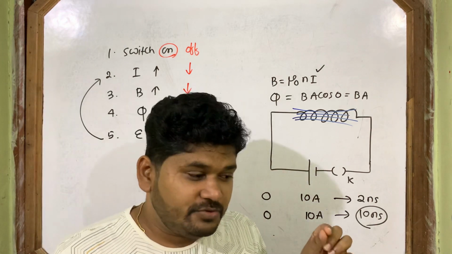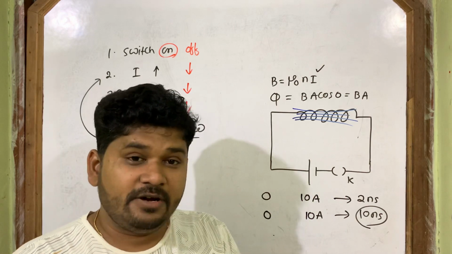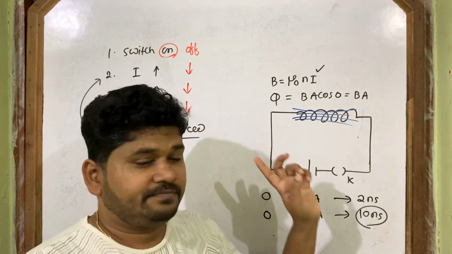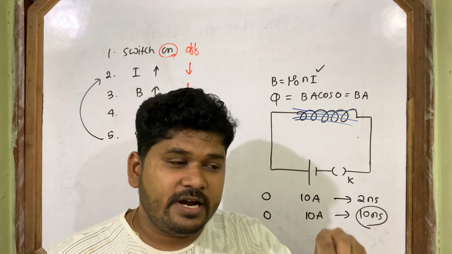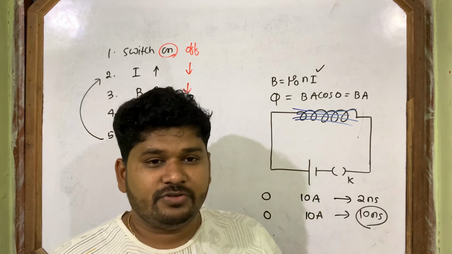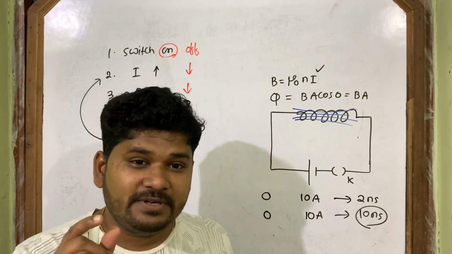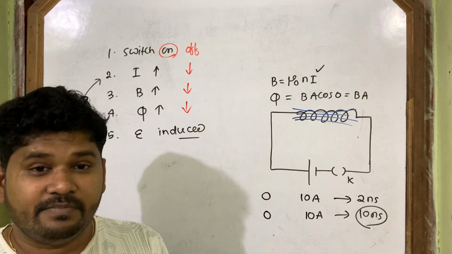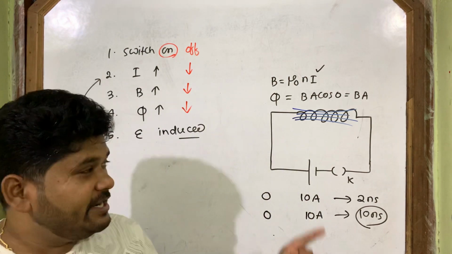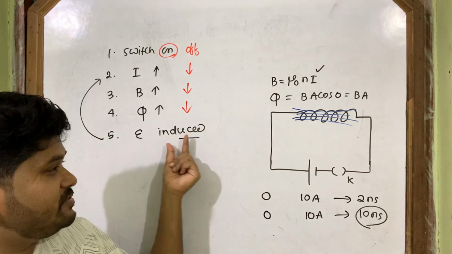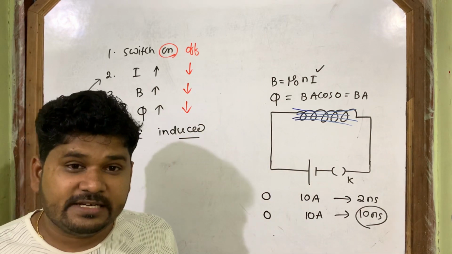From the maximum value to become 0, that current will take more time in comparison to the absence of the coil. When the coil is absent, not connected in the circuit, the current immediately becomes 0 from maximum. But if the coil is connected, it takes some time to become 0, because the coil opposes the decrease in current by inducing EMF inside it. We will understand that the coil opposes the decrease of current.